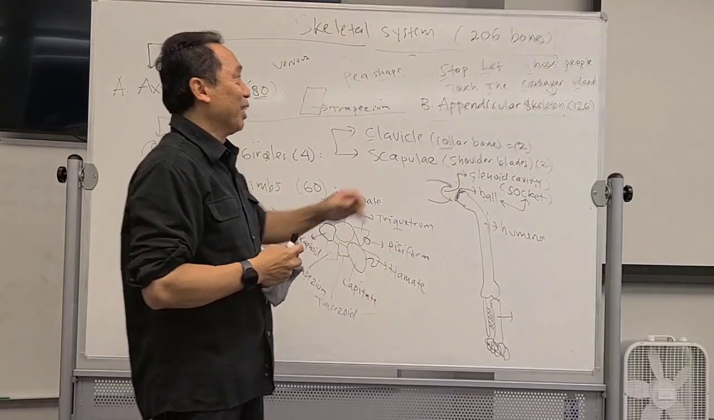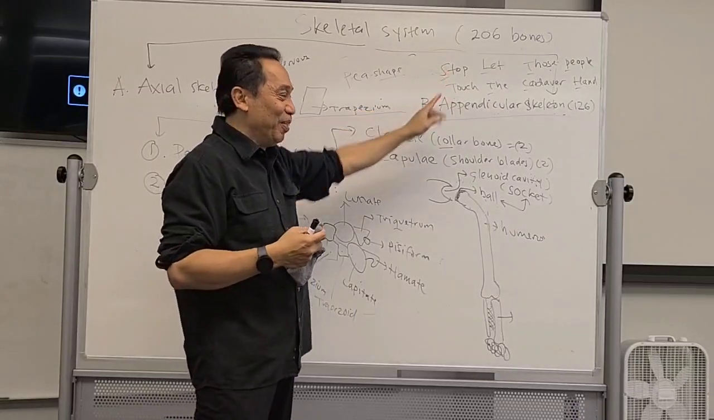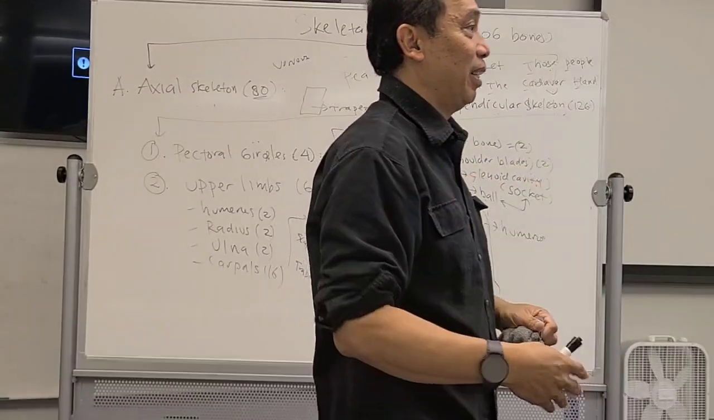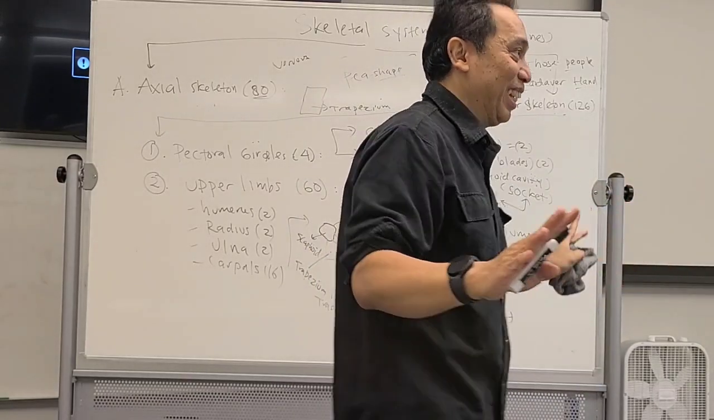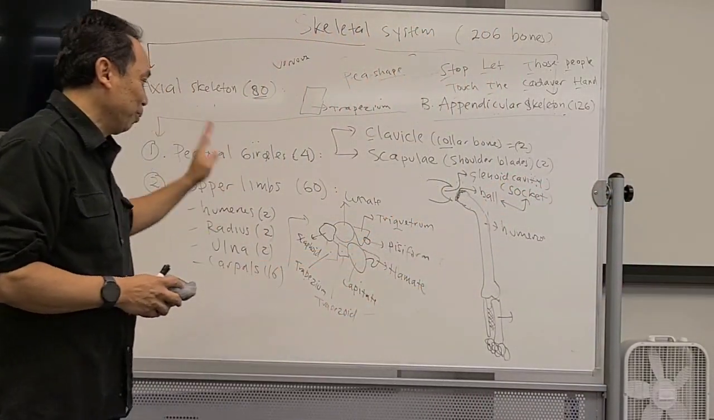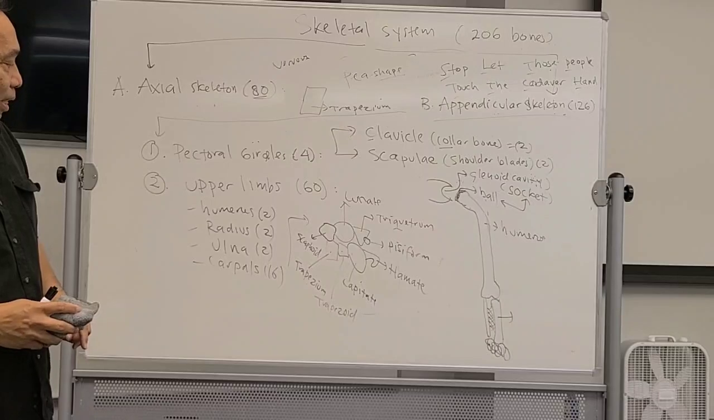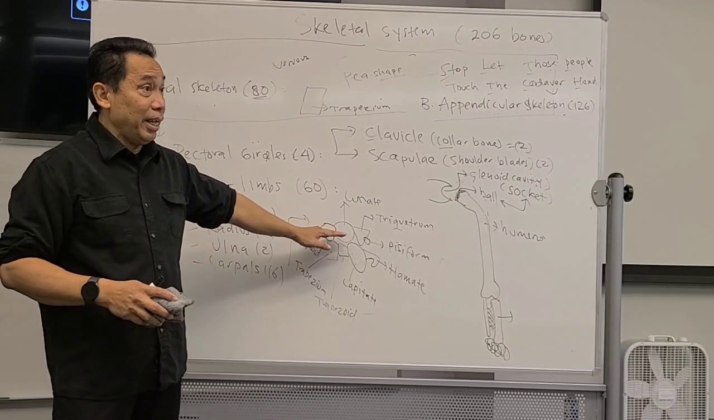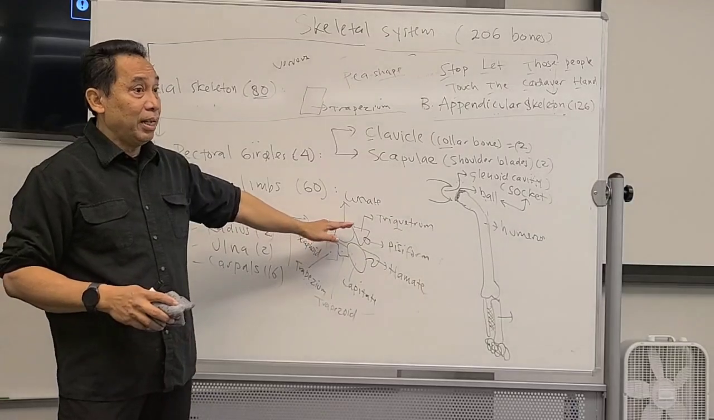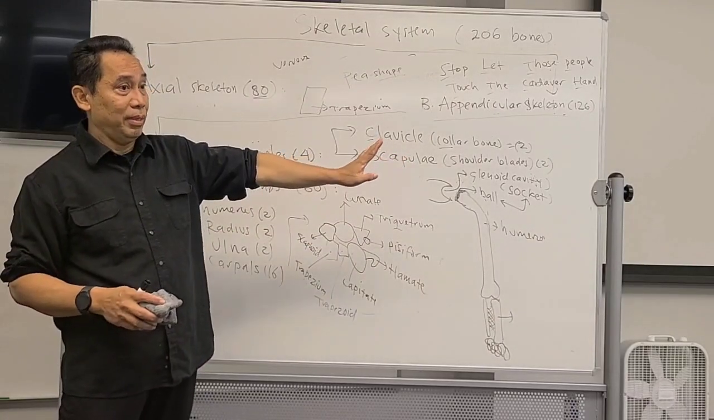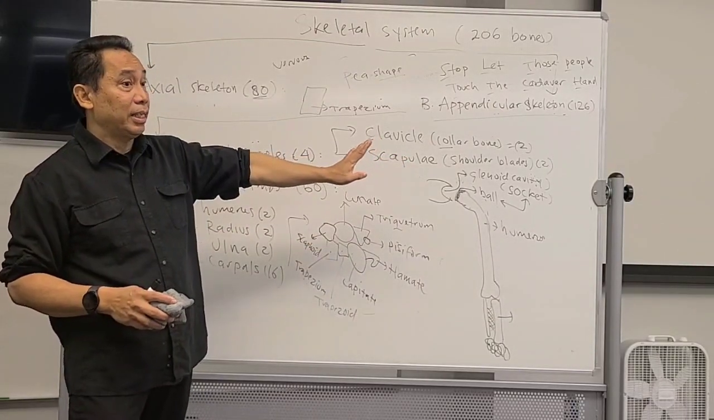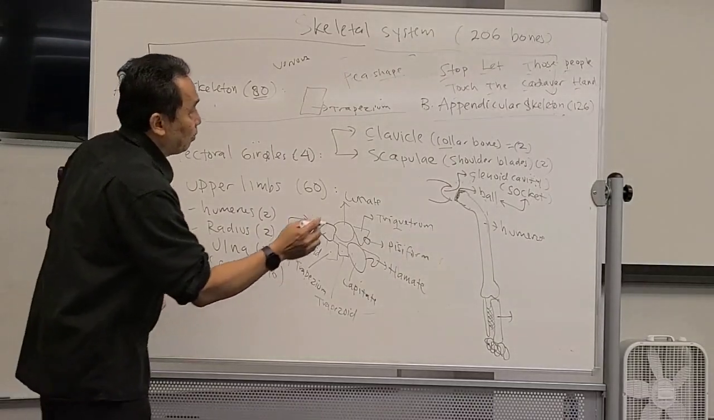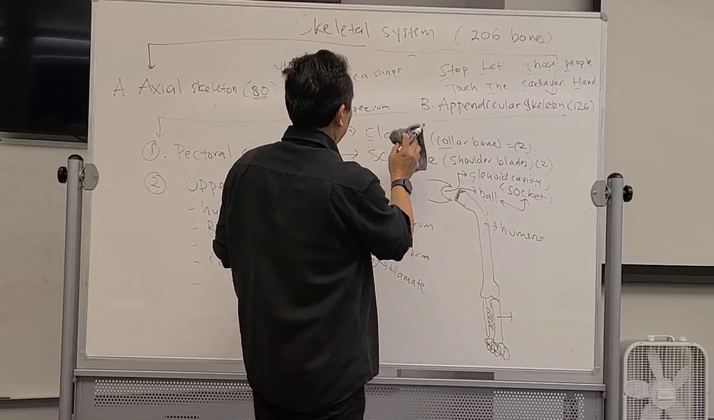I even forget let, which is the lunate over here, right? Stop let those people touching the cadaver head, then you will be fine, right? If you stop letting those people touching the cadaver head. Okay. You have a question for this one? So this is 8, right? 8 on the left side and another 8 on the right side. That's total 16.